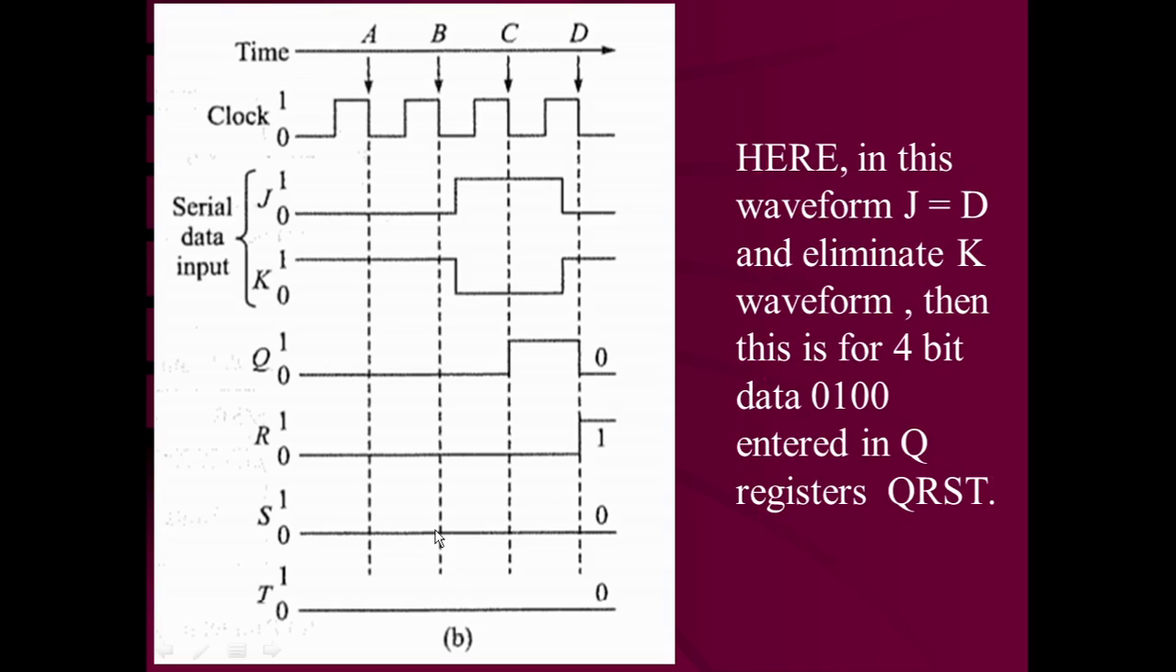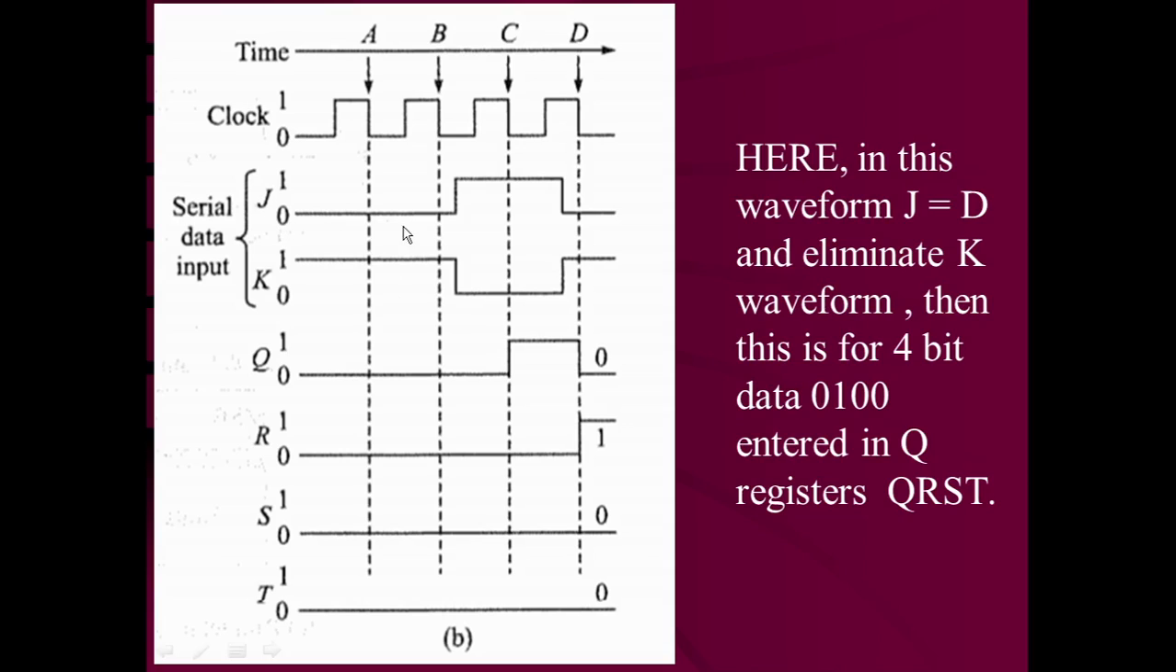So, you can see this waveform. Here there are two data inputs given, J and K. We have to consider that J is equal to D, and K is not there. We just remove the K waveforms from here, because this is the waveform for the JK flip-flop that we have to understand like a D flip-flop. So, only one data input is going to be present and that is going to be D.